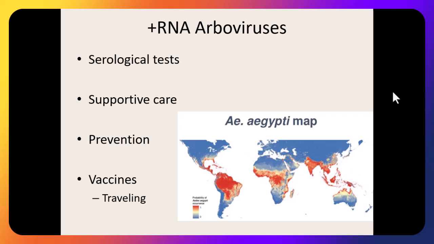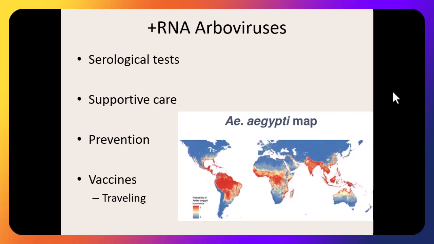Now, testing these different types of arboviruses, usually it's some type of antibody test. We're looking for the antibody response against them. Treatment is usually just supportive. You've got a fever, take something for the fever. We don't have specific antivirals for treating most of these. Your best bet is prevention.